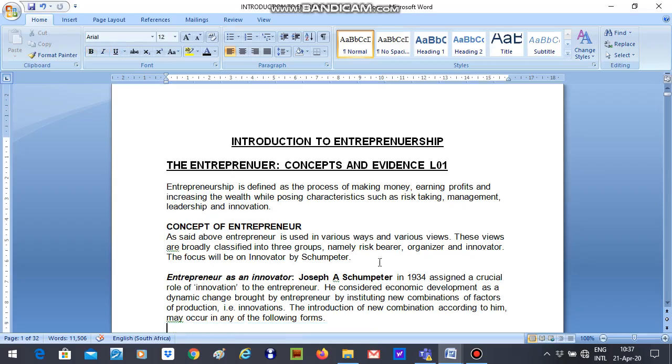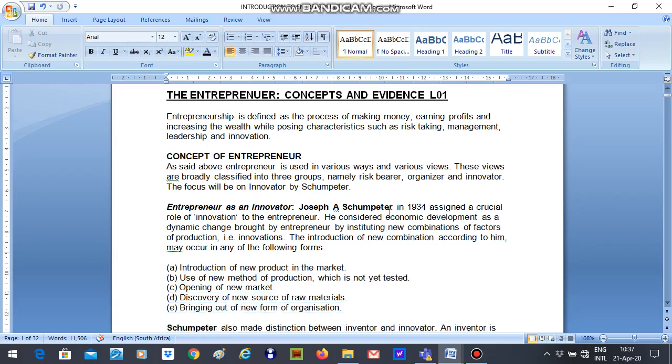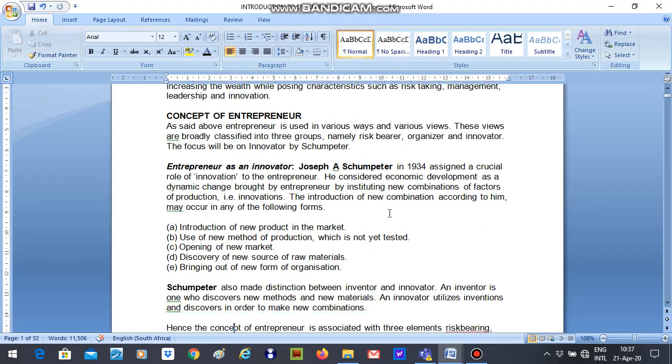Entrepreneurship is defined as the process of making money, earning profits, and increasing their wealth while possessing characteristics such as risk-taking, management, leadership, and innovation. And so when you have this definition, which students always advise you to cram, you should have that knowledge offhand. Then we look at the concept of entrepreneurship.